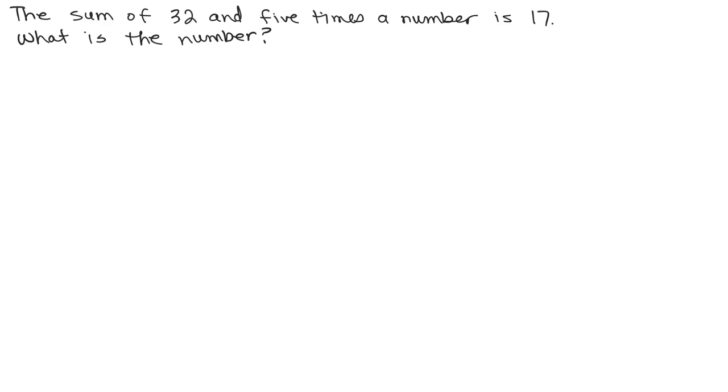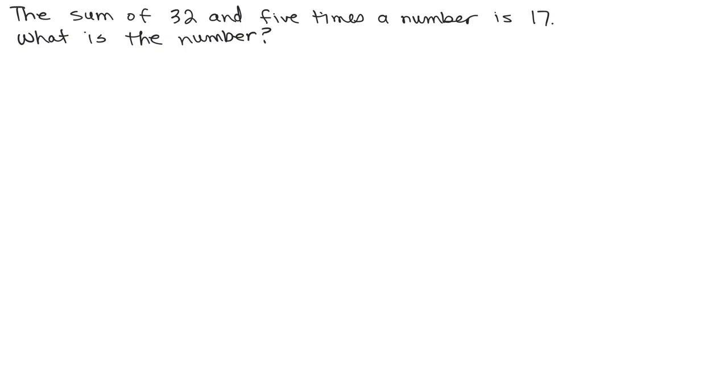All right, this is a puzzle. The sum of 32 and 5 times the number is 17. What is the number? So first of all, we need to set up an algebraic equation so that we can find this number. There are no variables, so you have to define them yourself.